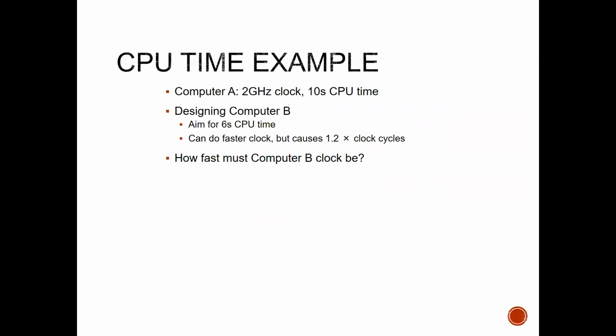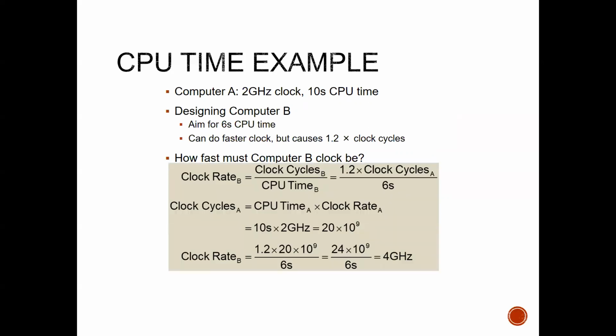CPU time example. Computer A has a 2 GHz clock and 10 seconds CPU time. Designing computer B, aim for 6 seconds CPU time. It can have a faster clock, but it causes 1.2 times the clock cycles. Okay, clock rate B, with CPU time B, equals 1.2 times clock cycles A divided by 6 seconds CPU time.